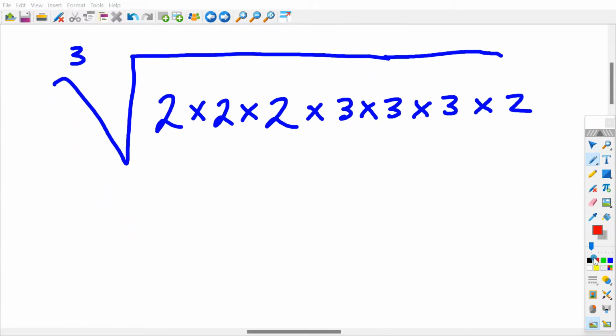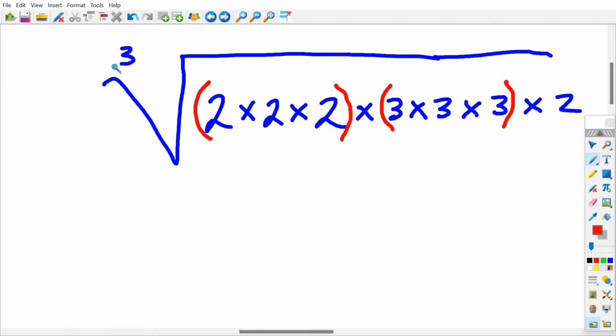And the reason we set it up like this is because now we've done a couple things. First of all, we've changed our index to 3. So now we can't just find a pair of factors, we actually have to find 3 factors that are the same. And we have that happening twice. So every time we have 3 of the same factors, because we're talking about cube root, we take and we write one of them outside.